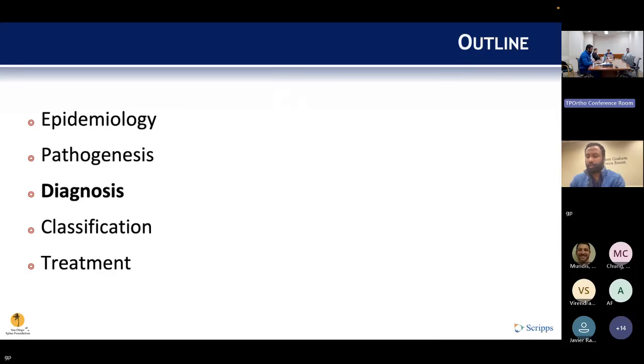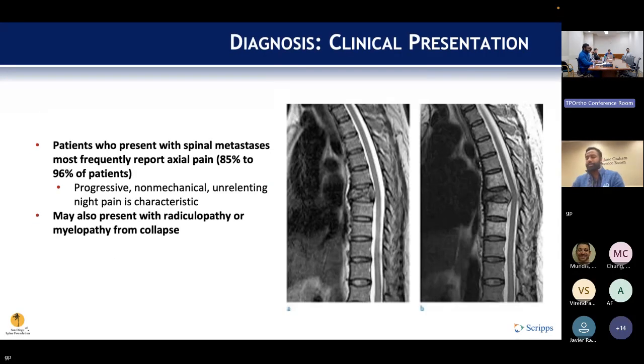Now coming to diagnosis and clinical presentation, 85 to 90% of patients with spinal mets will present with axial pain that is progressive, non-mechanical, and often with night pain. However, if the lesion gets big enough or undergoes any kind of collapse, they can present with mechanical-like symptoms. That can lead to radiculopathy, myelopathy, and true mechanical back pain as a result.